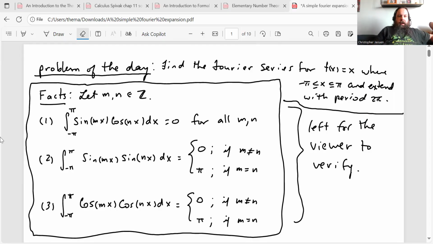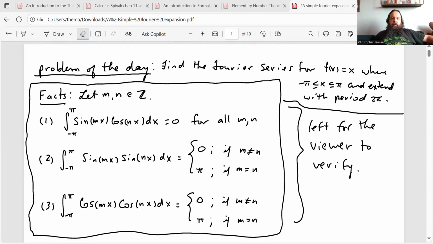Let me bring up the problem and we'll get to it. So this is going to be a Fourier series problem, which I want to give you guys sort of an introduction to, because maybe at some point in the future I can do some fun things with Fourier series on the problem of the day. So we're going to do a Fourier expansion for a simple function here today.